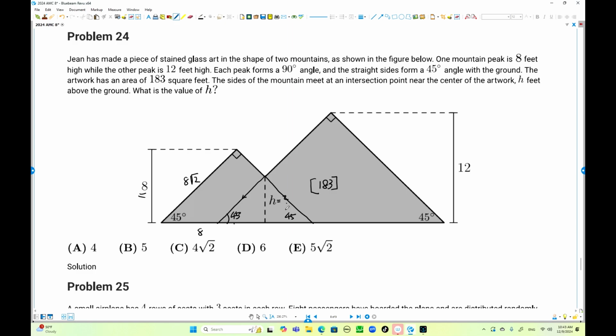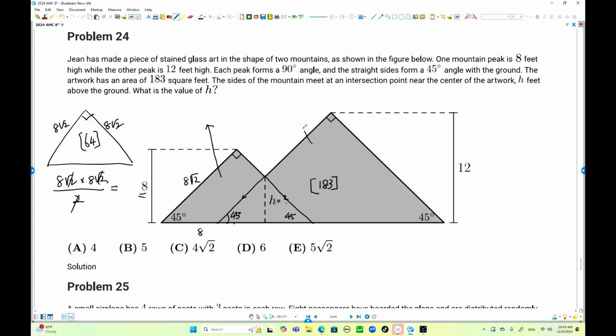Okay, now let's find this area. This side is 8 square root 2. The other side is also 8 square root 2, right? This is a right angle, 8 square root 2. This is also 8 square root 2, leg times leg. 8 square root 2 times 8 square root 2 divided by 2. That's the area of this triangle. That's right, 64.